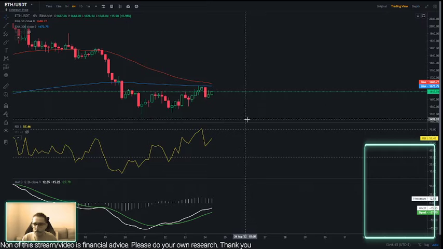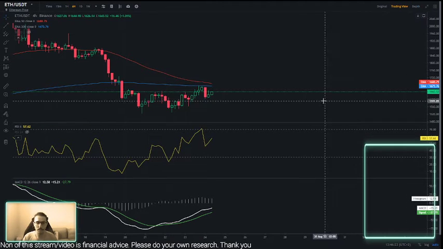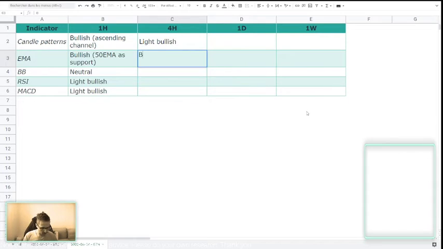We don't have it yet, but as we can see, those two levels are pretty close. This is a $15 difference. This is a 1% difference between the two lines. So I would go for bearish. So death cross forming.